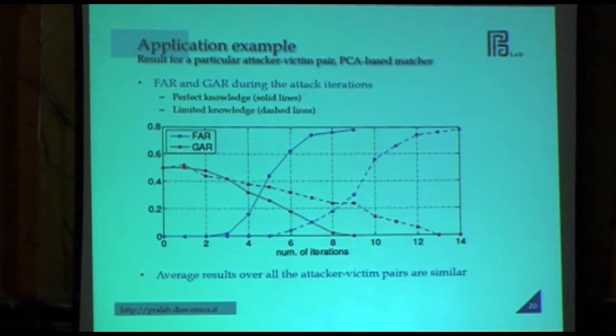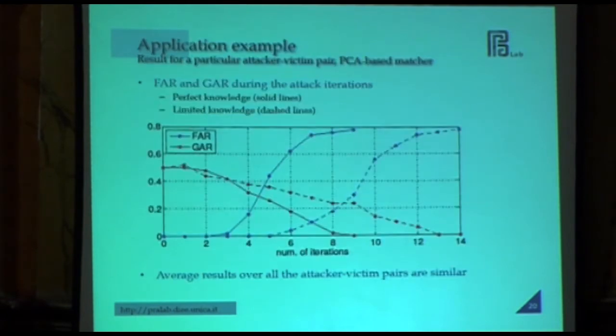Here you can see the false acceptance rate and the genuine acceptance rate while the attack is going on. So, for example, I can highlight that after 4 or 6 attack iterations, the false acceptance rate increases a lot, and the genuine acceptance rate decreases a lot. That means that the template has been compromised and cannot be used anymore, because the genuine user is no longer able to access the system. His identity is no longer verified, and the attacker can access. It's much easier for the attacker to access.